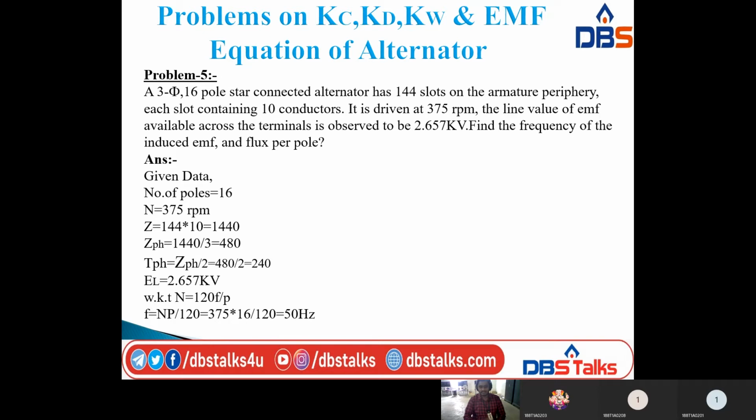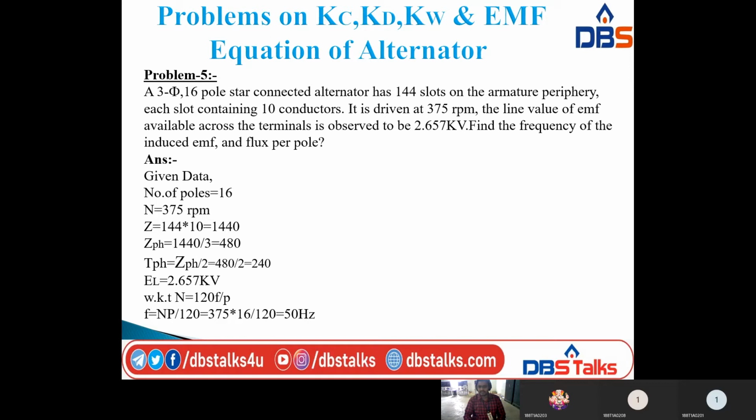Next, here we have a 3-phase alternator, so we have to calculate the number of conductors per phase. We already determined the total number of conductors, 1440, and the number of phases is 3. So Z phase is equal to 1440 by 3, that is equal to 480. That is the number of conductors per phase.